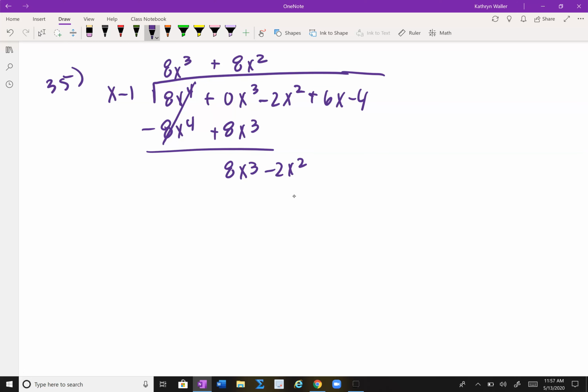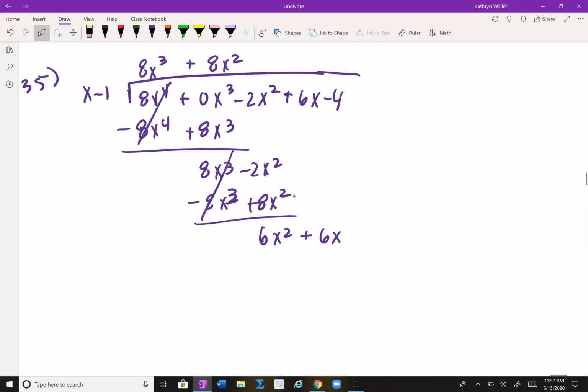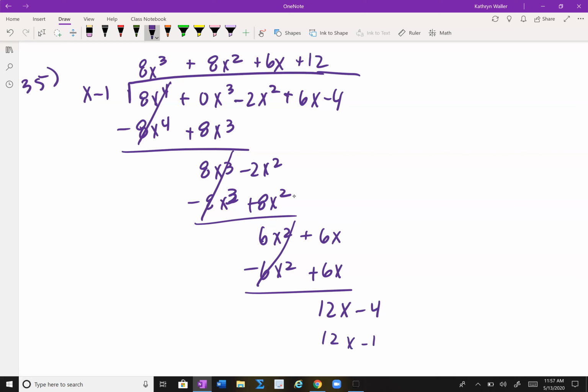What do I multiply by x to get 8x to the third? That's 8x squared. Distribute, I get 8x to the third minus 8x to the second. Change your signs, those cancel. I get 6x squared, bring down the 6x. What do I multiply by x to get 6x squared? That's 6x. Distribute 6x squared minus 6x. Change my signs, those cancel. I get a 12x, bring down the 4. What do I multiply by x to get 12x? That's a 12. Distribute 12x minus 12. Change my signs, those cancel.